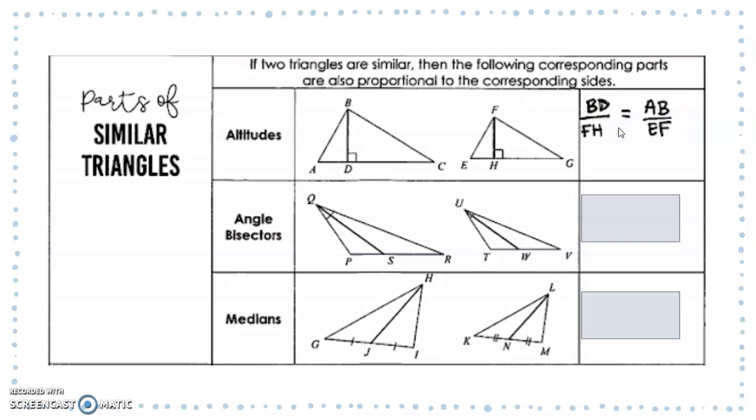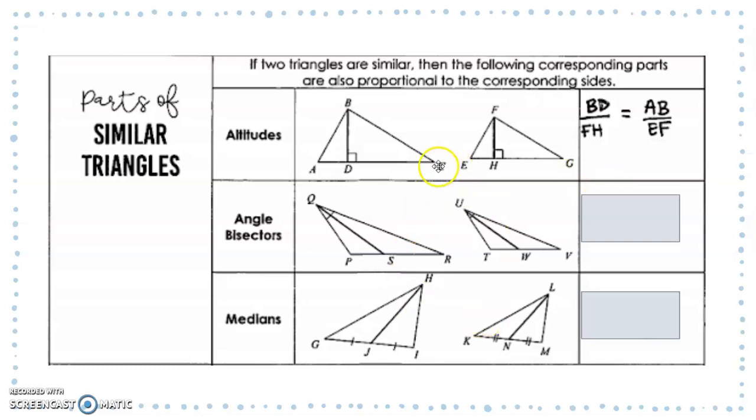So when I write that out, I'm going to have BD over FH, so my altitude for the first triangle over the altitude of the second triangle, is equal to a side for one triangle and a side for the second triangle. Notice that AB and EF are in the same position on the triangles, so it's important to use that. We could also use BC or FG as long as we're using the same side for both triangles.